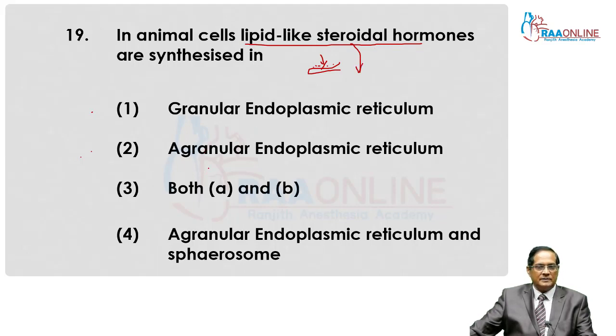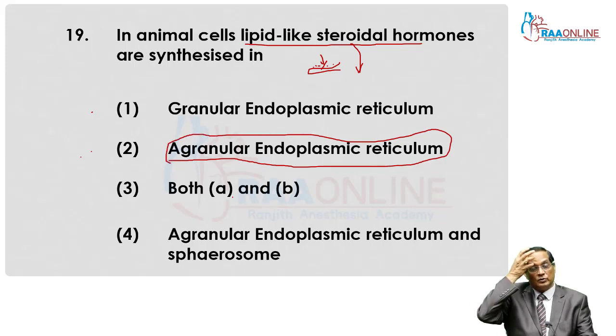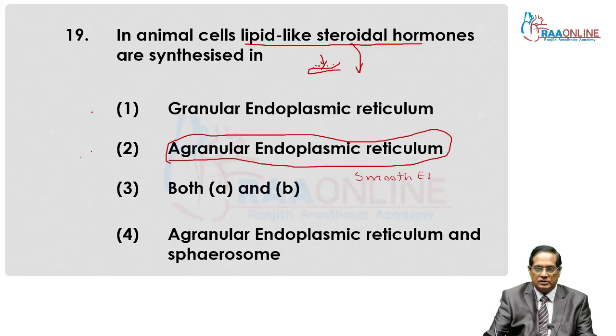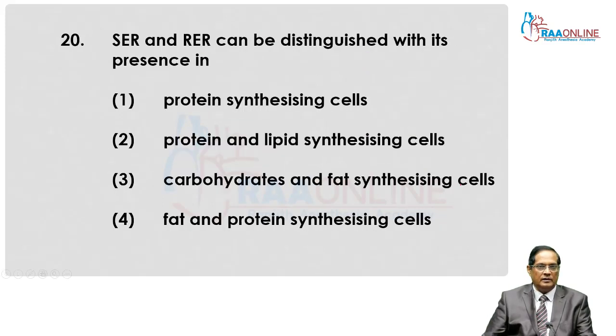So the answer is agranular ER. Agranular ER is concerned with the synthesis of lipid-like steroidal hormones, especially in animal cells. We can also call them smooth ER. They are also called smooth endoplasmic reticulum.